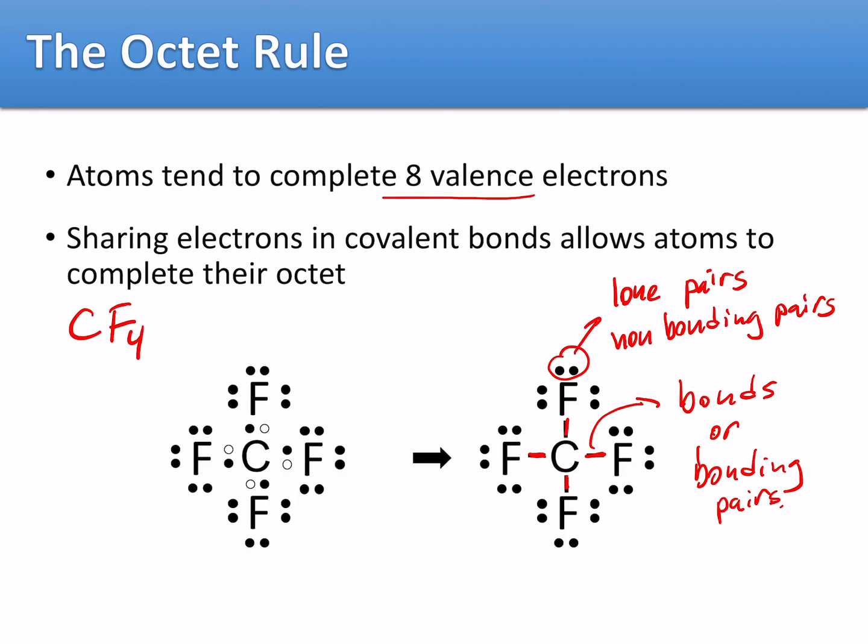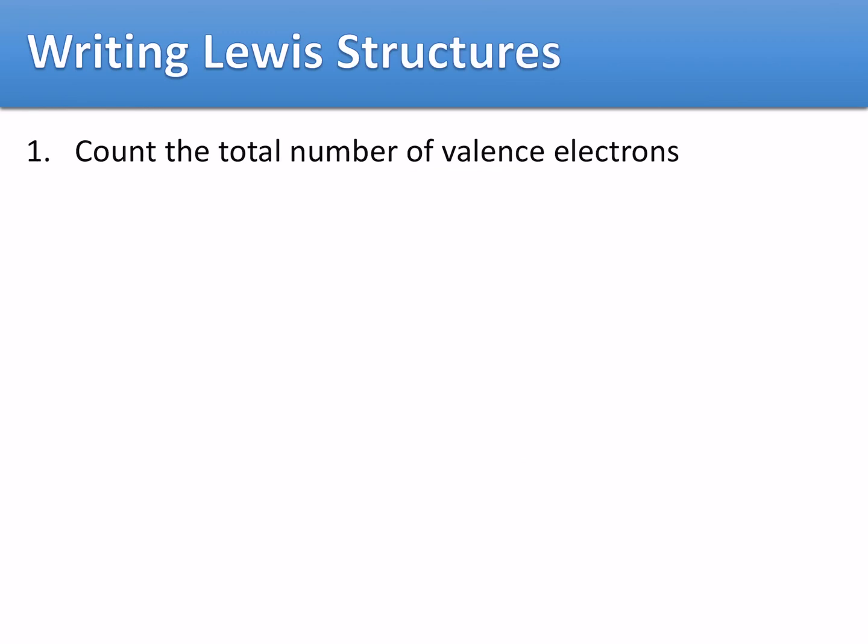Okay, so what are the rules? Because we want to draw structures now, right? From a certain point of view, these are kind of structural formulas. So what do we do? Well, first step is we have to count the total number of valence electrons.